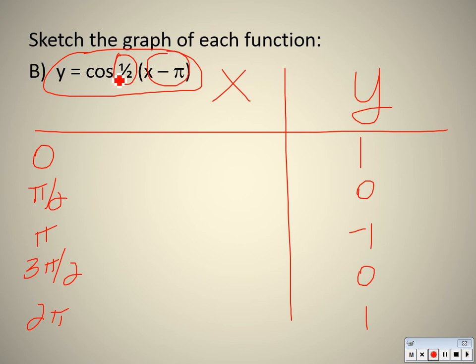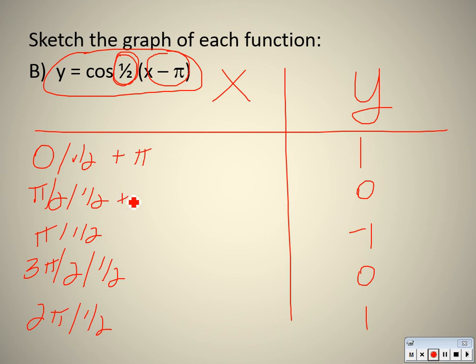So remember, always deal with your stretching and shrinking first. So I'm going to take each of these x values, I'm going to divide it by 1/2, which remember is the same as multiplying by 2. Then I'm going to add pi to that result at the end. So remember, I'm adding because when it's minus in the parentheses, that's telling me that the graph is shifting to the right, and mathematically speaking, to shift to the right, I have to add.